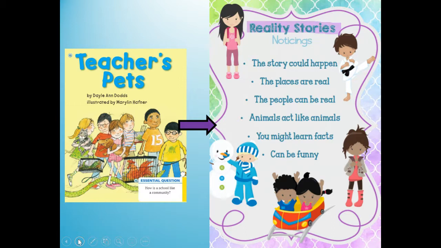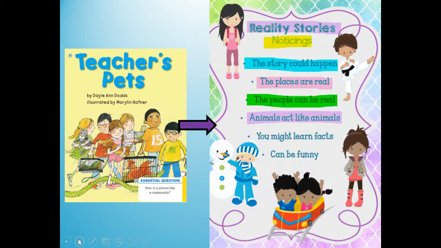Teacher's Pets is from the genre of reality stories. Some noticings we have for reality stories is the story could happen, the places are real, the people can be real, animals act like animals, you might learn facts, and it can be funny. So Teacher's Pets could happen, and the place, the classroom and the school, is real. The people in the story could be real. The animals in Teacher's Pets act like animals. They don't talk. And you might learn facts. And Teacher's Pets is definitely a funny story.